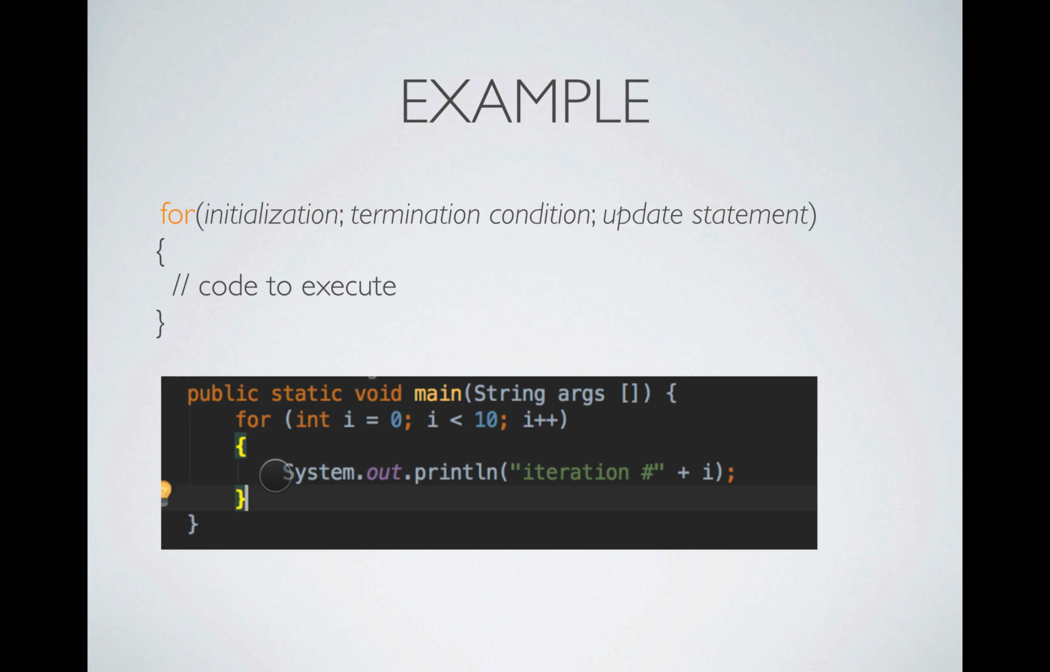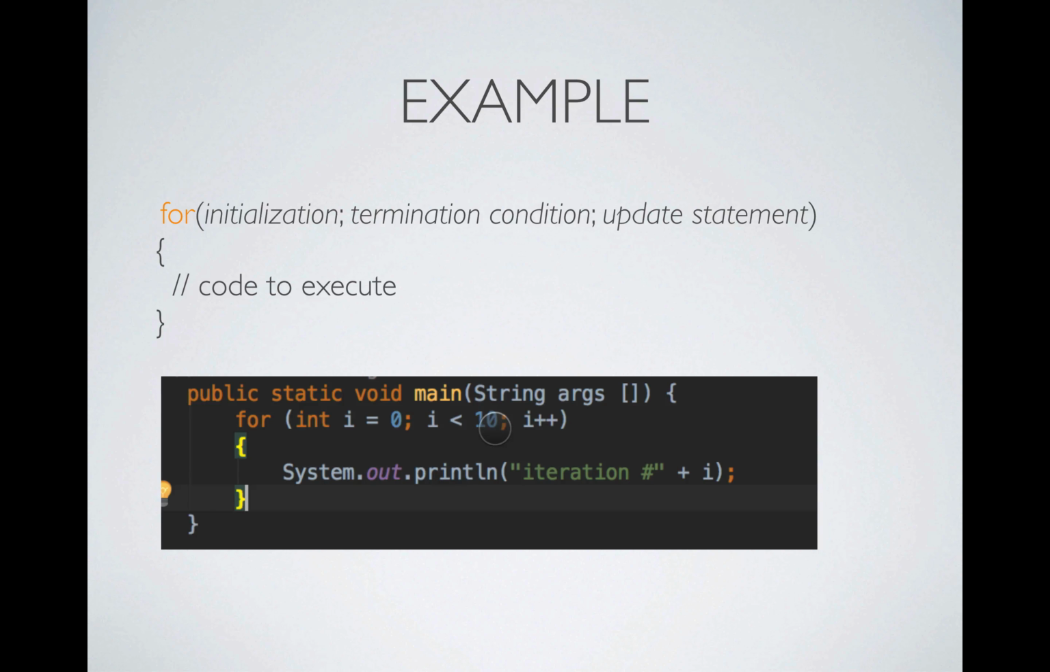Then my code gets run. It prints out iteration number. i is set to 0, so this will print out iteration plus 0. Then I will hit this back brace. So then I will go back up to the for loop. When I hit the end of the for loop, the update statement gets carried out. So now i is set to 1. After the update statement, the termination condition is checked for the first time. Actually, it's checked for the second time. It was checked initially when I entered the loop.